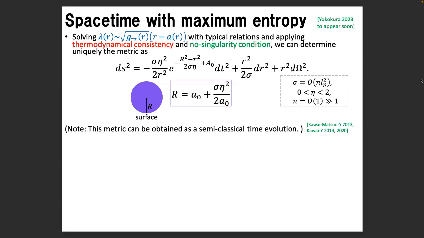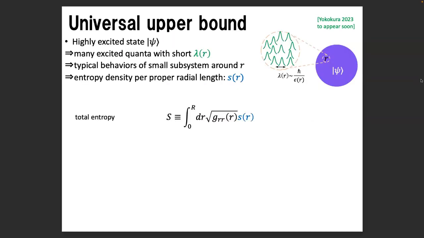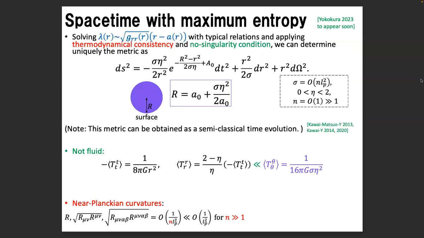I have one comment. This metric can be obtained from our semi-classical time evolution of the formation process, and in that sense, I think this is physical. I will now explain the meaning of this metric.